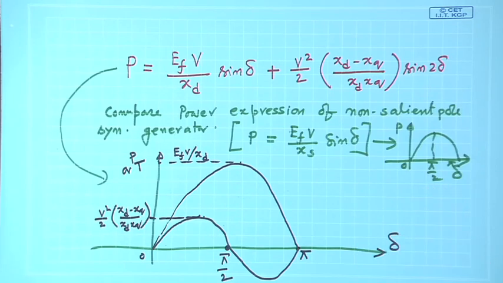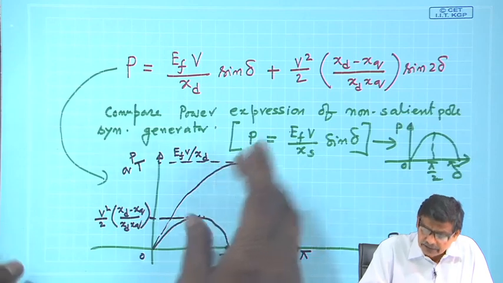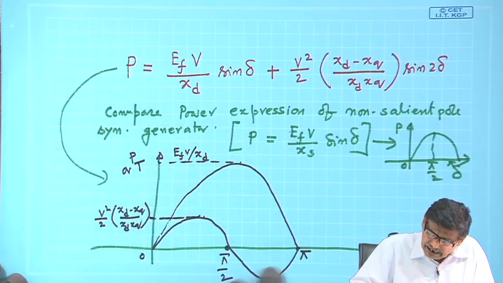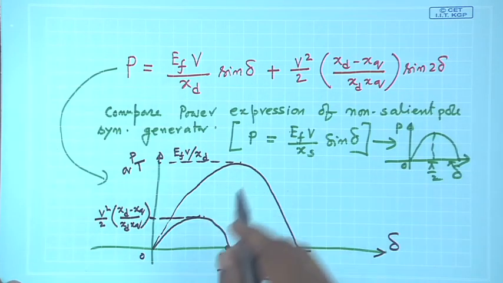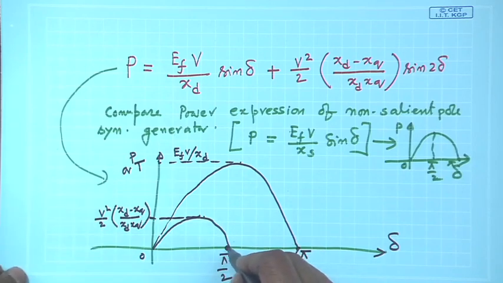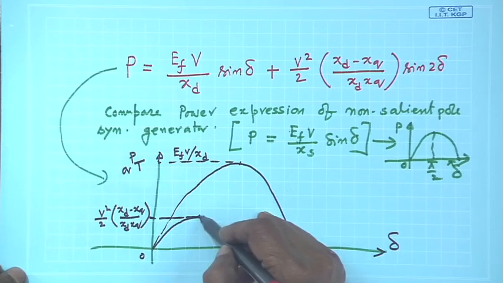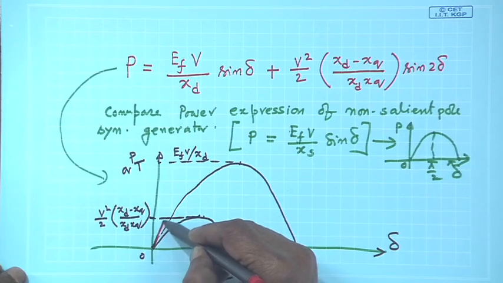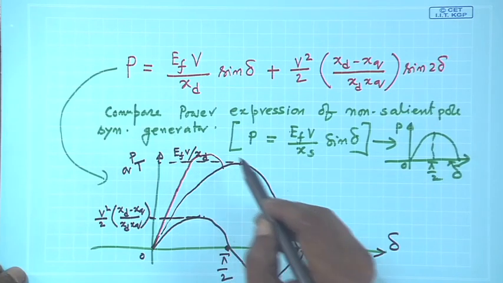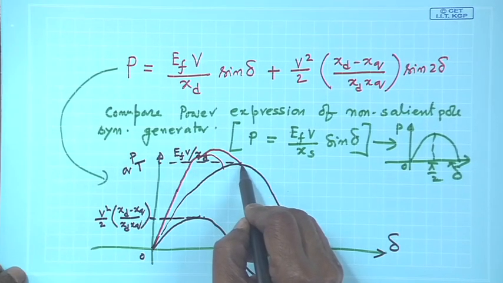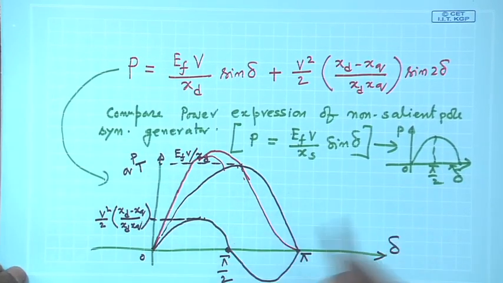How salient the pole configuration is will decide what this peak value is. Maybe 10-15% of this, a little, but anyway this will be the thing. If you add these two point by point, the peak will not occur here. This curve will be somewhere here, roughly as I am drawing, somewhat skewed, and it must pass through this point, because this plus this is this.